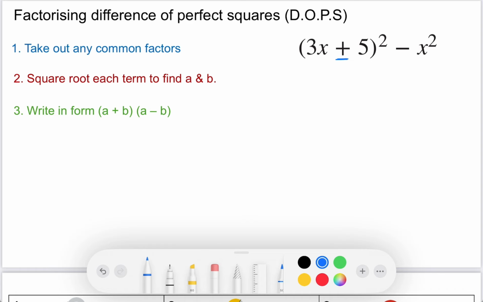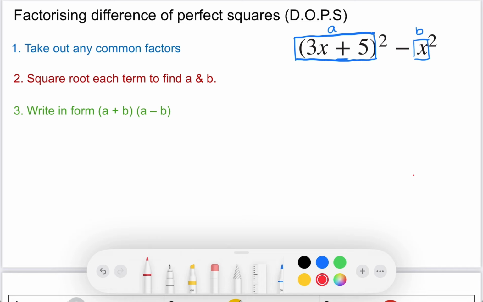But actually, what we can notice here is that I've got this first term being squared minus my second term being squared. So it still fits into my same difference of perfect squares, a² − b². So we'll work through our steps so we can factorize this. Take out any common factors. We don't have any common numeric factors sitting at the front of either of my squares here, so I don't need to worry about that.